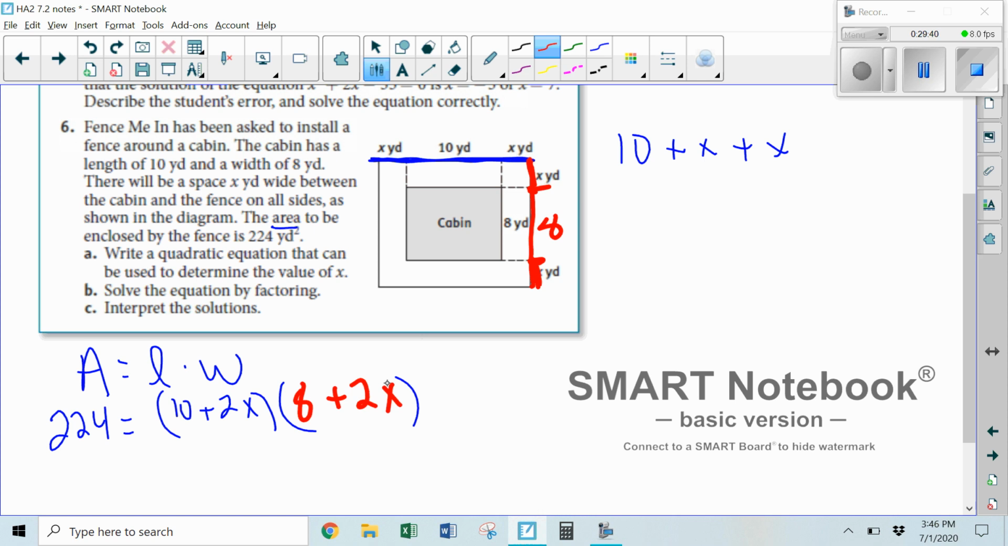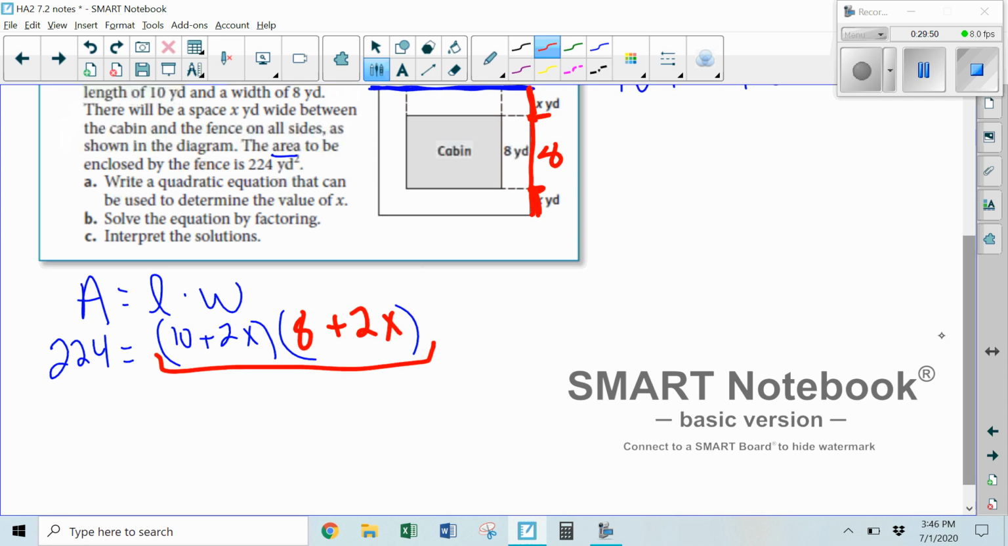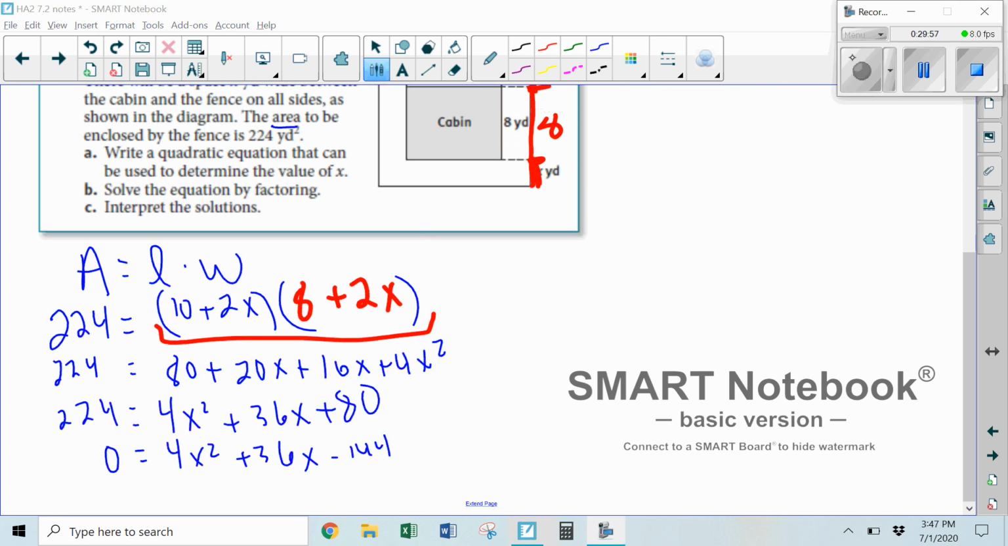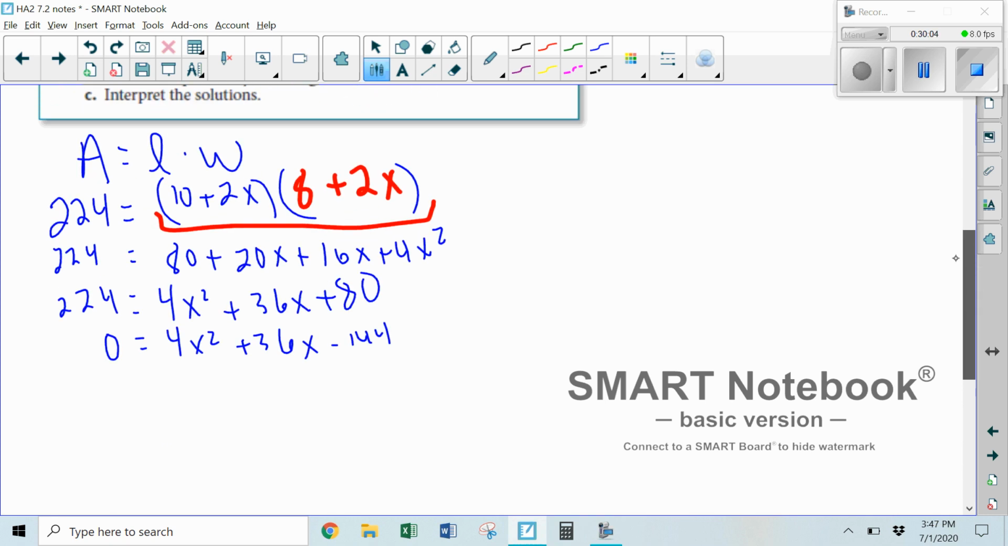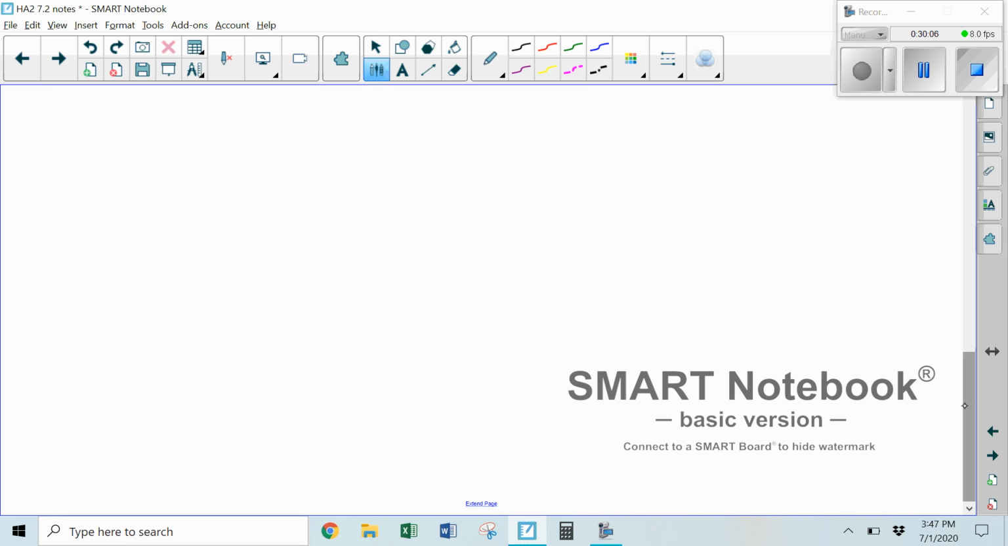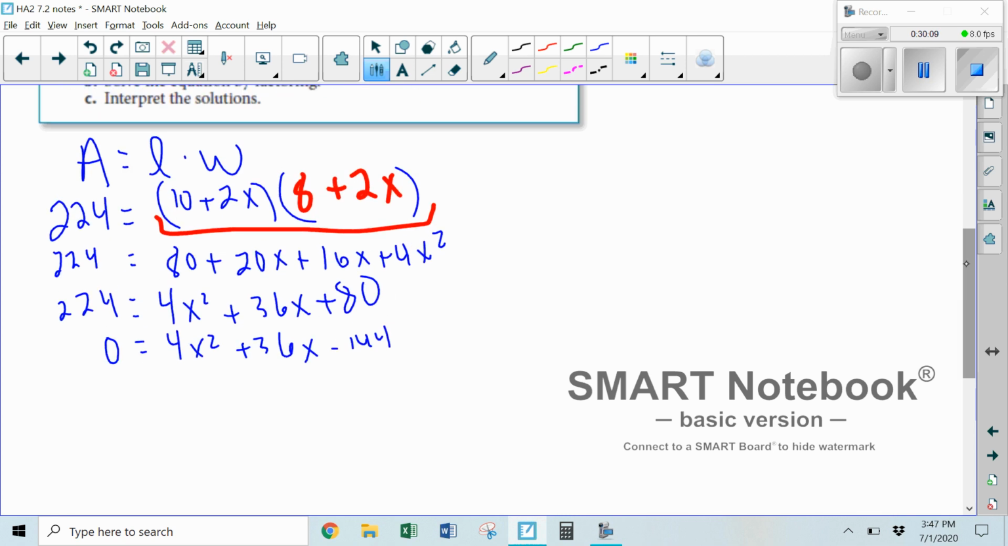Now it's not in standard form, so you can distribute out this part and move the 224 over so it's equal to 0. Go ahead and pause the video and work on that. So you can go through some of my work here if you want to see it. I distributed out and moved the 224 over, so that's equal to 0. Now I noticed that they all have a 4 in common. So I'm going to divide everything on this side by 4 and divide everything on this side by 4. 0 divided by 4 is 0.